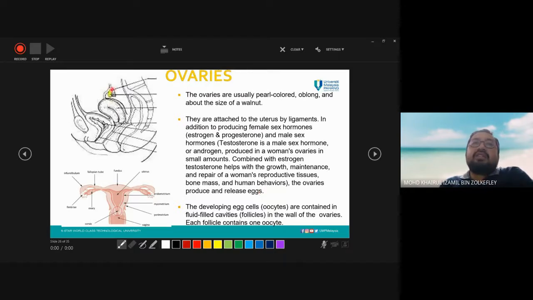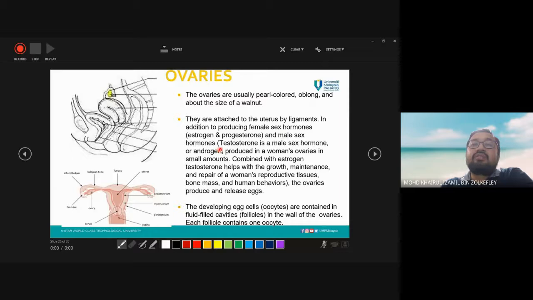And then the ovaries, okay, we've got the female reproductive system, and they've got 2 ovaries here, one on each side, a pair. The ovaries are usually pearl-colored, oblong, and about the size of a walnut. They are attached to the uterus by ligaments, in addition to producing female sex hormones such as estrogen and progesterone.